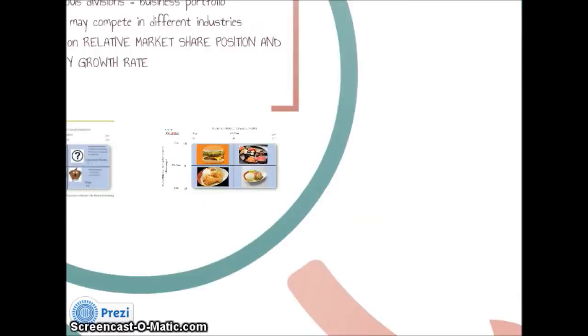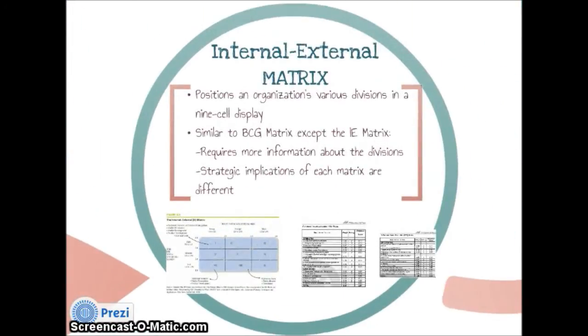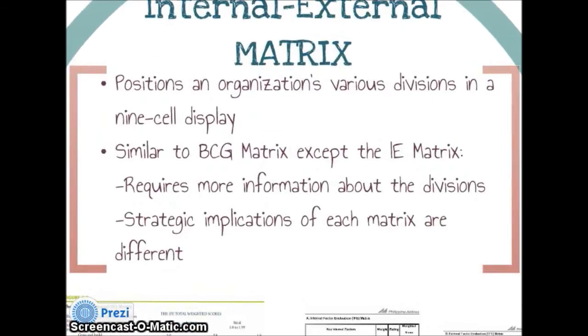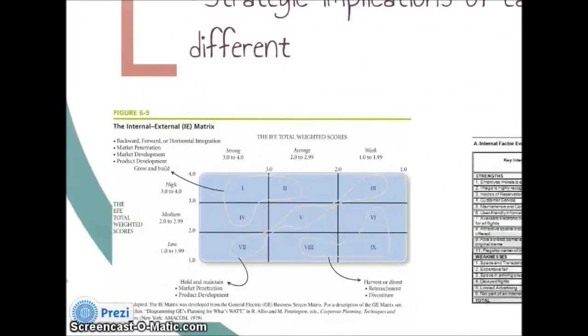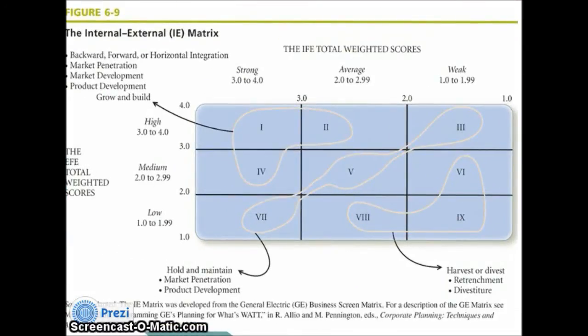Now let us proceed to the internal-external matrix. The IE matrix positions an organization's various divisions in a 9-cell display. It is similar to the BCG matrix except that the IE matrix requires more information about the divisions and the strategic implications of each matrix are different. The IE matrix is based on two key dimensions, the IFE total weighted scores on the x-axis and the EFE total weighted scores on the y-axis.